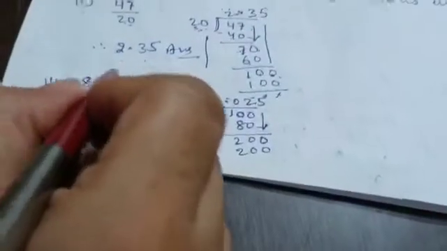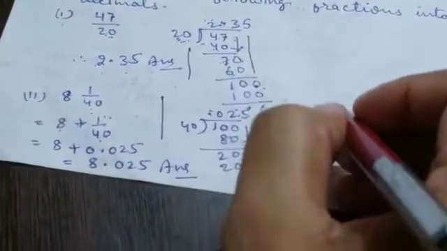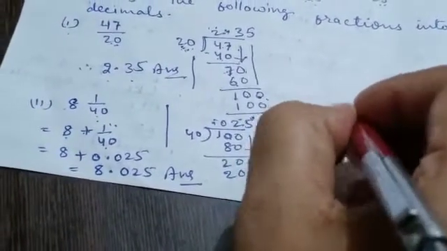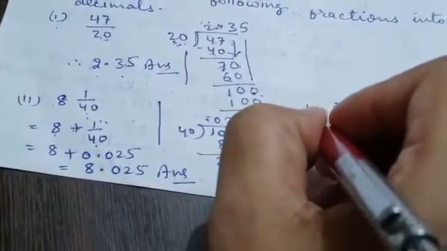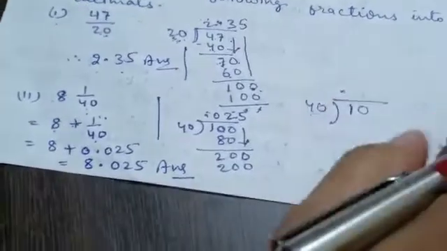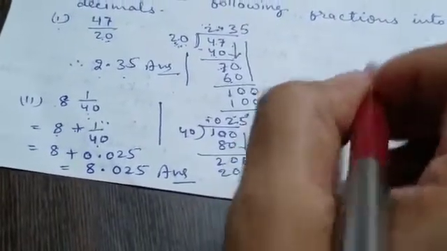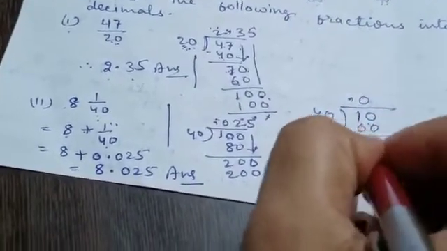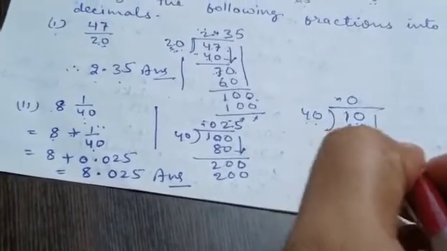Next question is 8 and 1 by 40. So 8 plus 1 by 40. Let us divide this 1 by 40. We will put the numerator inside the bracket and 40 outside the bracket. Now 1 is smaller than 40, so what we will do is put a decimal here, and we will get 10. Again, it is still smaller than 40, so it will go 0 times. So 40 zeros are 0. Now since we have put a decimal here, we will get a 0 after every step.